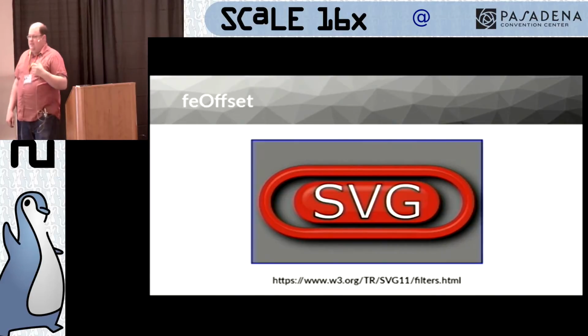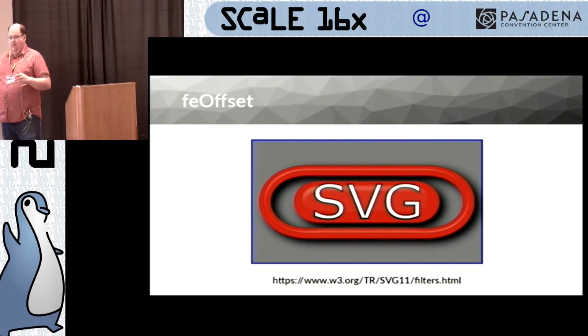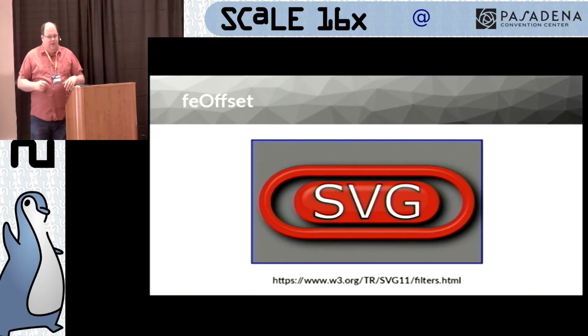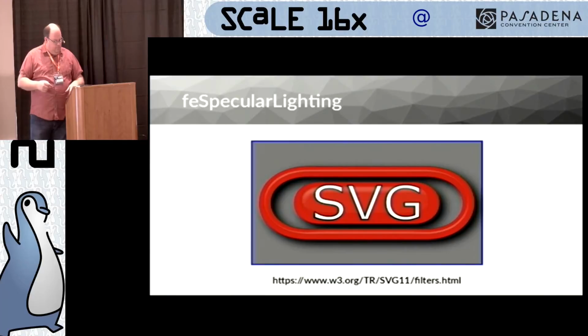FE offset, this is an interesting one I wouldn't have thought of if I was on the committee, but it basically just shifts the pixels off by a little bit. And so that's how they get this drop blur to be off and to the right, is they add a little effect where they just take every pixel and they move it over a few pixels to the right, a few pixels down, and drop it down. It's really simple, but it gives you a lot of flexibility when you're designing your pipelines.